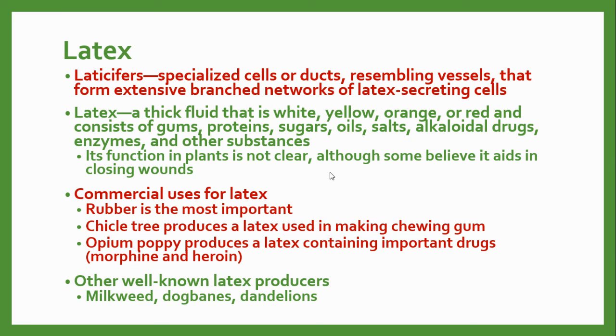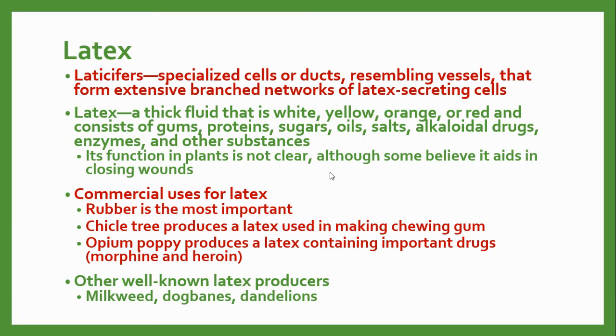Latex actually comes from plants. So laticifers are specialized cells or ducts resembling vessels that form extensive branching networks of latex-secreting cells. Latex is a thick fluid that is white, yellow, orange, or red, and consists of gums, proteins, sugars, oils, salts, alkaloidal drugs, enzymes, and other substances. Its function in the plants is not really clear, although some believe that it aids in closing up wounds.